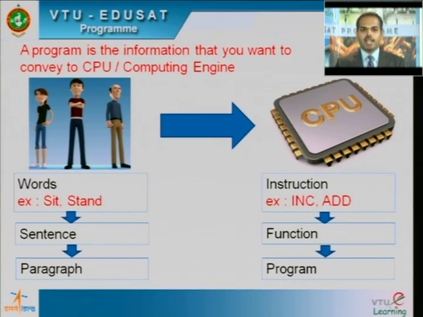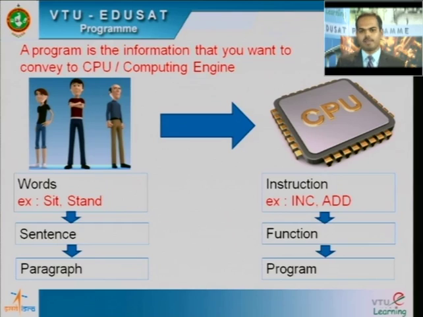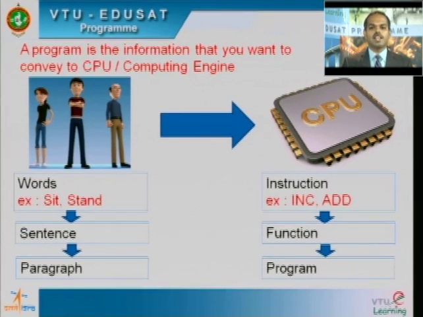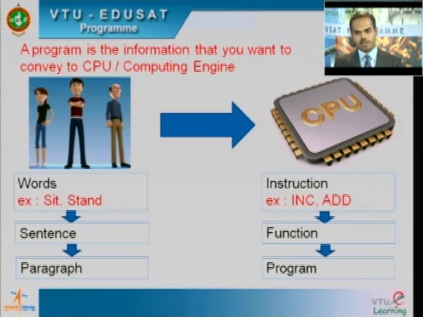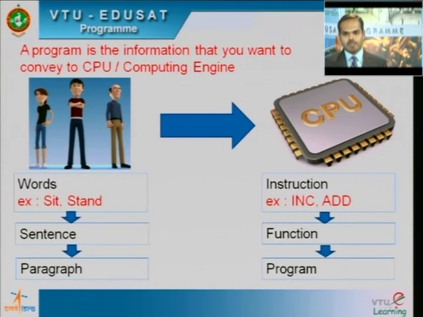Now, if we want to communicate information to a CPU or a computing engine, the CPU has its own words, which we call instructions. For example, let's consider ADD and INC as examples. Using these we form one function, or in assembly we call it a subroutine, and using multiple functions we form a program. Finally, this program is a combination of all these instructions using which we convey information to a CPU.